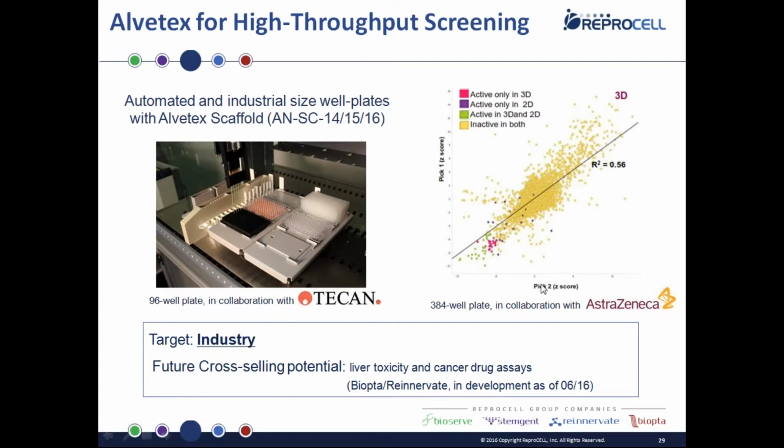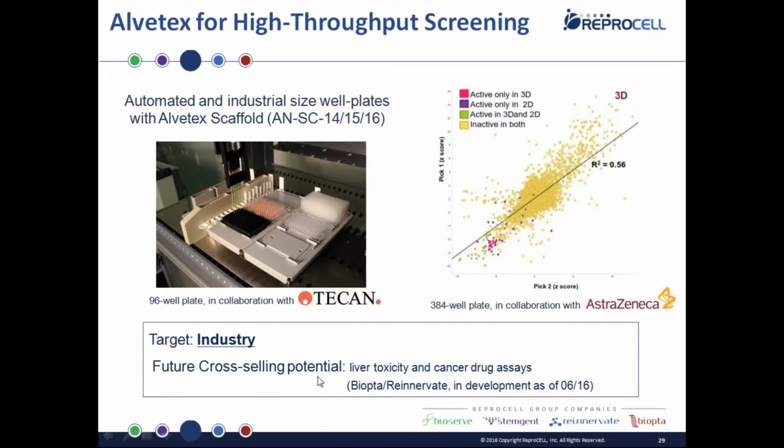And here is a little bit of data just showing collaboration with AstraZeneca. This is very useful, again, to give confidence to customers, because everybody knows AstraZeneca, and if you can tell people, well, they've tried our plates, that means the customer can probably have the confidence to try it as well.